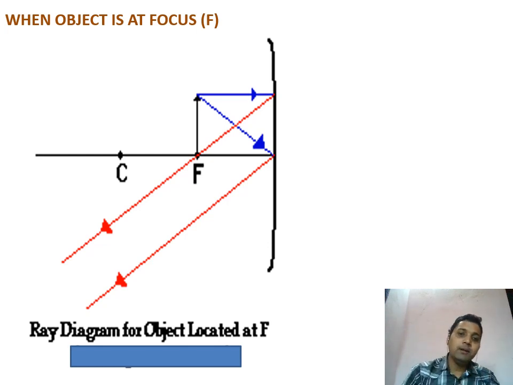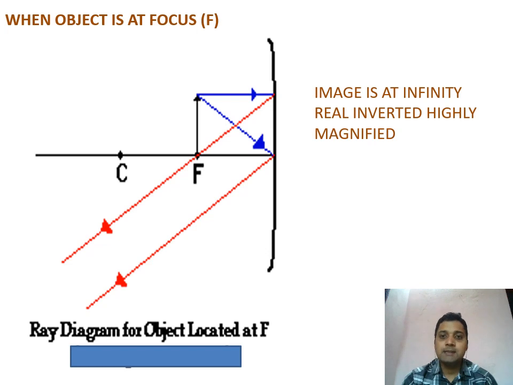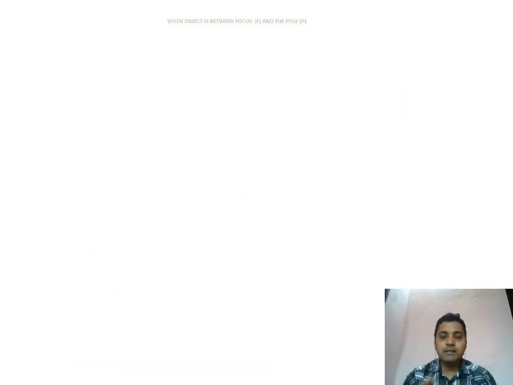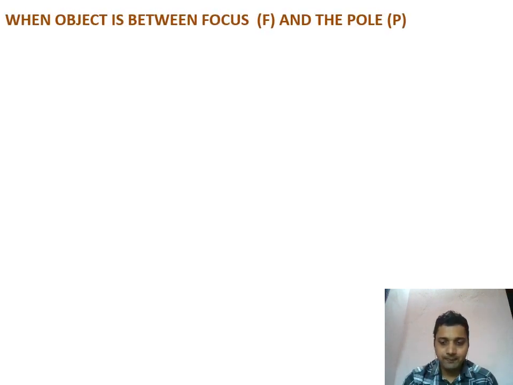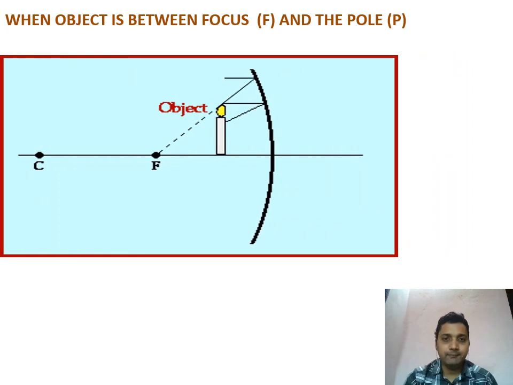So, image formed at infinity when the object is at focus. The image formed is real, inverted and highly magnified, but here we will not be able to see the image because this image is formed at infinite distance. Next, when the object is between F and P, here you can see the object is between F and P.